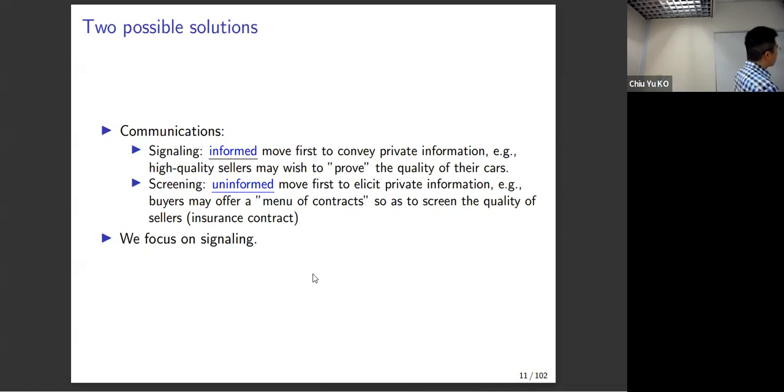So there are 2 ways to solve this model in the information game. And the most common one is called signaling. Signaling is you're informed, you're a good car owner, you try to convey the message that I own a good car, and that is actually what the financial market usually does, right? That's what investment banks are doing, right?